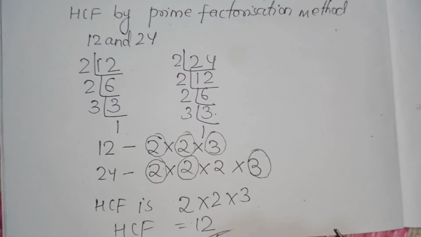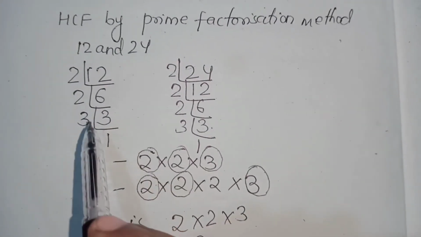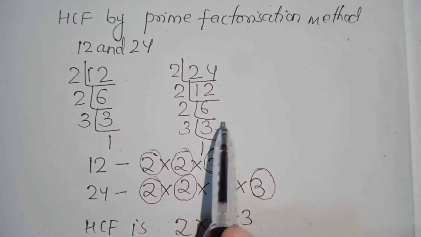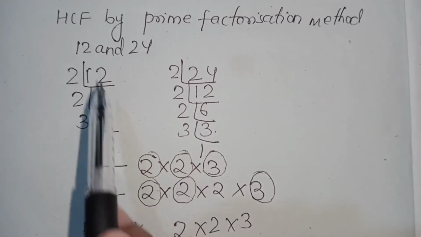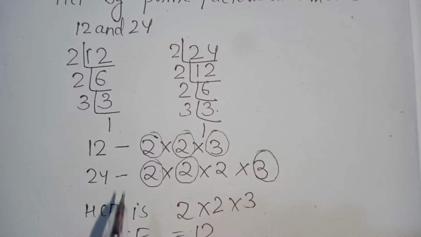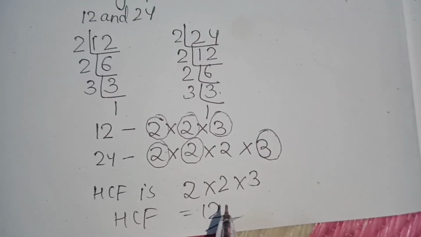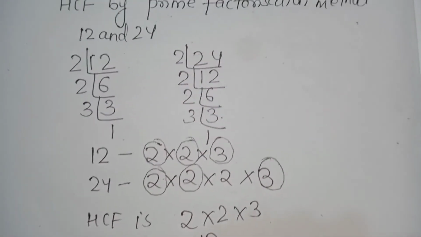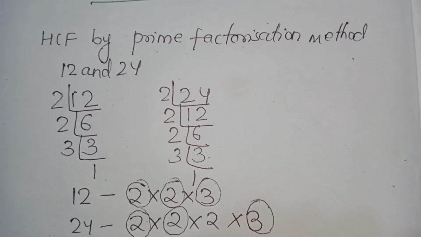Okay, so I hope you have understood what you have to do. You have to first find the prime factors by this method, and then you have to find the common ones, and you have to find the product. The product you will get is your SCF. Okay, now let us see one more question of this type.